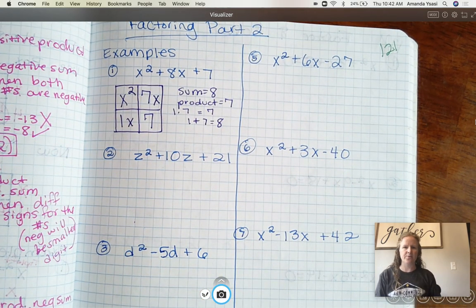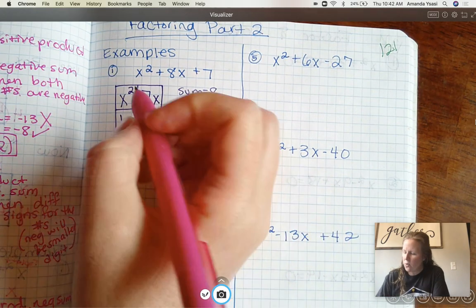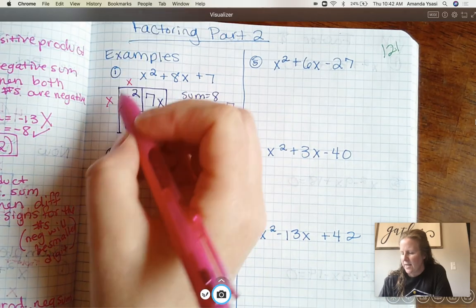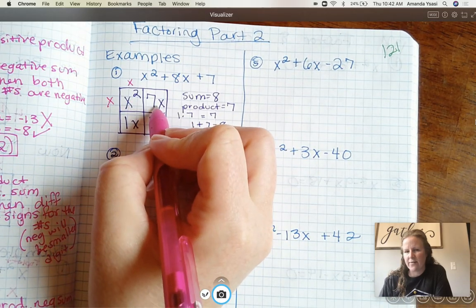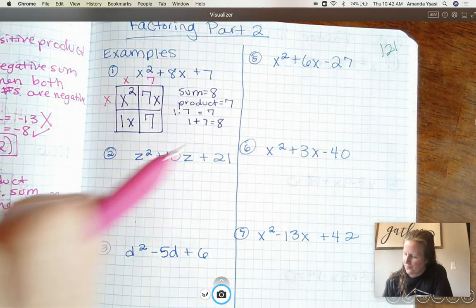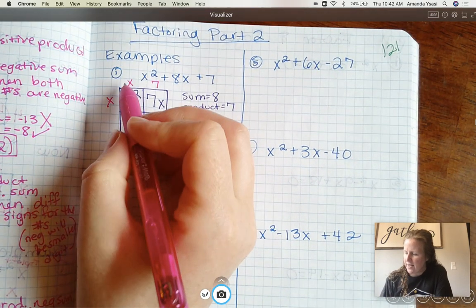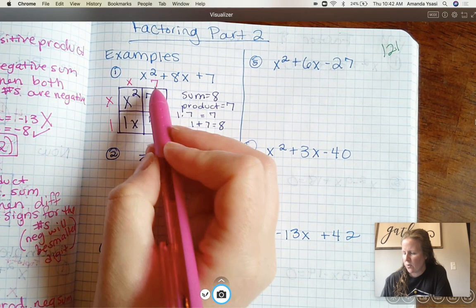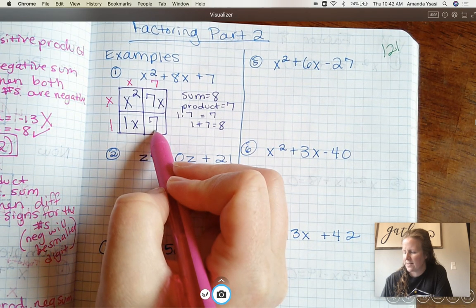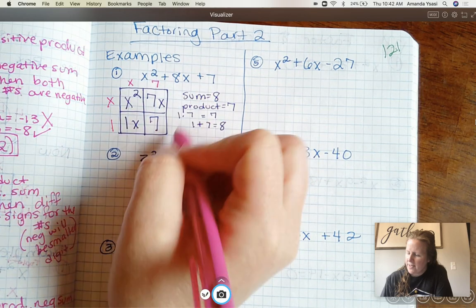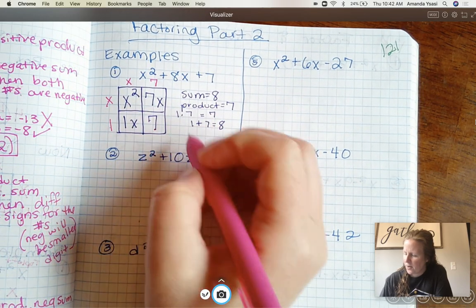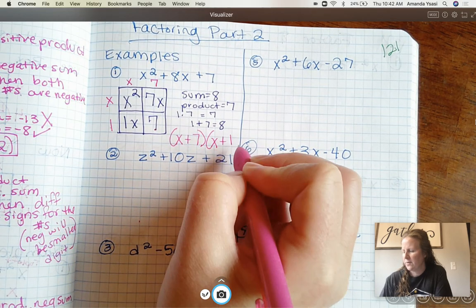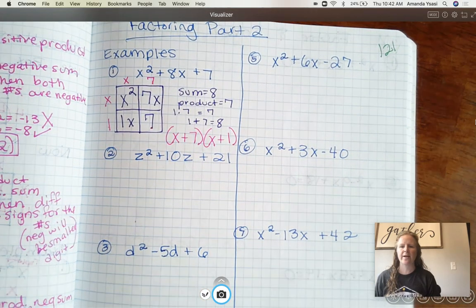Okay, use another pen. So this is x squared, so the only way to get that is x times x. And then x times what gets 7x, and it's 7. And then 1x, the only way to get 1x is 1 times x. And then we have 7 times 1 gets a 7. So everything's positive because all of these are positive. So it's x plus 7 times x plus 1, or vice versa. You can write it either way.